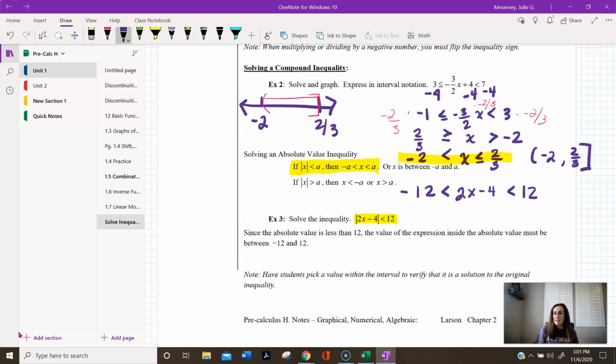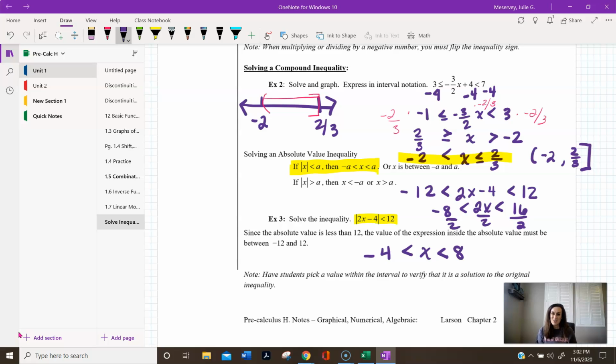From there, it's a compound inequality. If it's going to be or, then usually it goes in opposite directions, but if it's an and, it usually comes together. So solving for x in the middle, 2x, you would add 4 to everything. So 12 plus 4 is 16, and negative 12 plus 4 is negative 8. Then divide everything by 2, and we have x in the middle. It is going to be greater than negative 4 and less than 8.